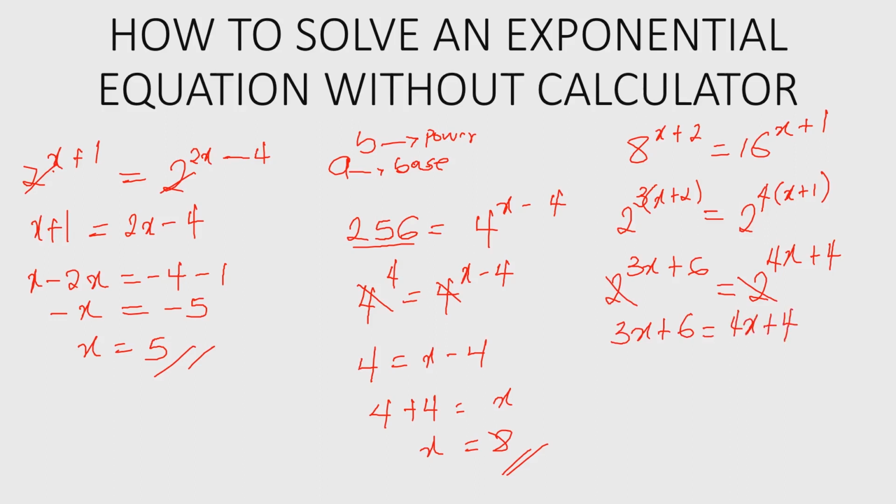You can now collect the like terms. So we are going to have 3x minus 4x is equal to 4 minus 6. This 4x is positive and we are taking it to the other side as negative, and this 6 is positive and we are taking it as negative. So when you subtract 4x from 3x, you are going to have minus x, which is equal to 4 minus 6, which will give you minus 2. Therefore, your x will be equal to 2, because the minus will cancel out the minus.